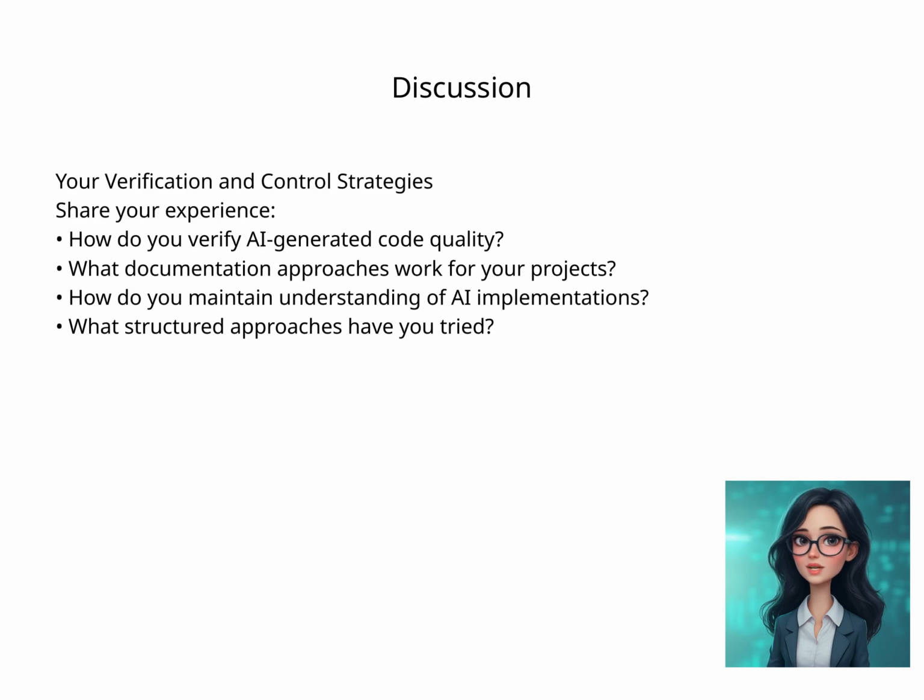I'm curious about your current verification approaches. How do you verify AI-generated code quality before building on top of it? What documentation approaches have worked or failed for your projects? How do you maintain understanding of AI implementations as they grow in complexity? What structured approaches have you tried, and where did they break down? Share your experiences with maintaining control over AI-assisted development. The goal is building practical understanding of approaches that work in real development scenarios with real-time pressures.